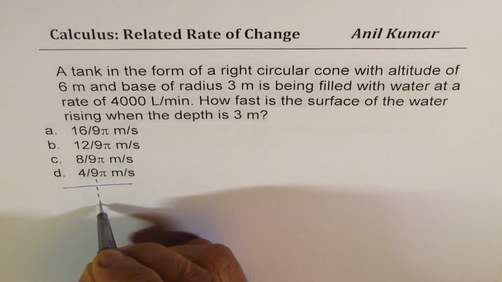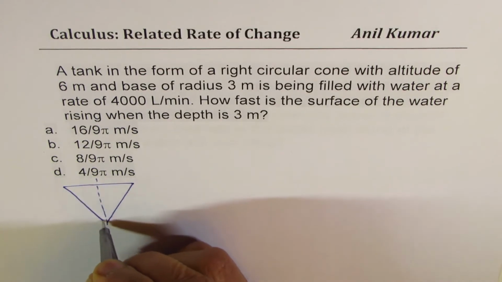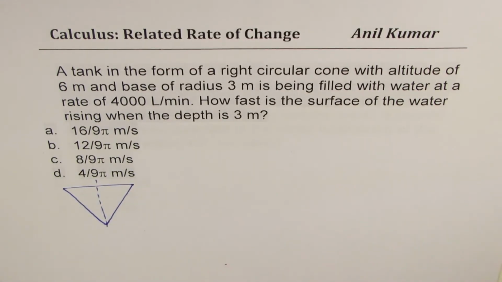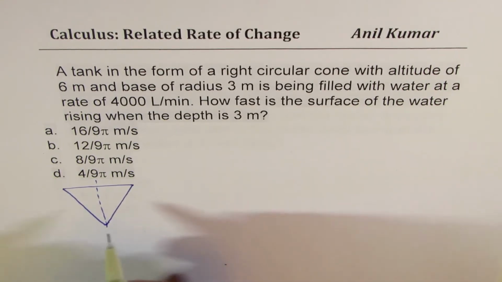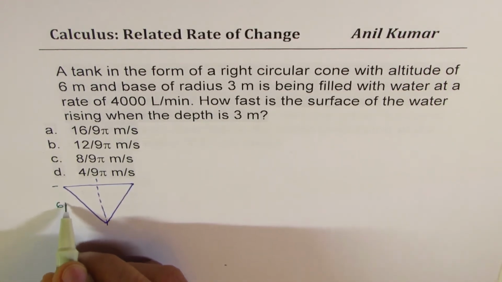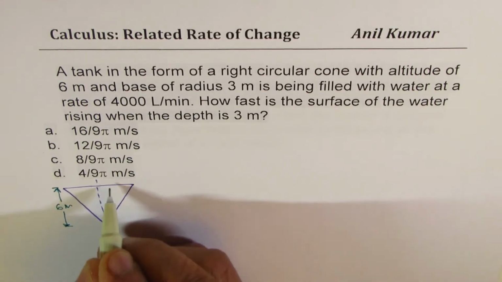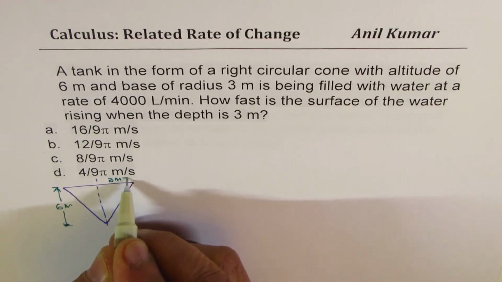And let's say that is the center. So that's the cone for us. Now in this cone, we are given that the height of the cone is 6 meters. So this height in total is 6 meters. And the radius is 3 meters.